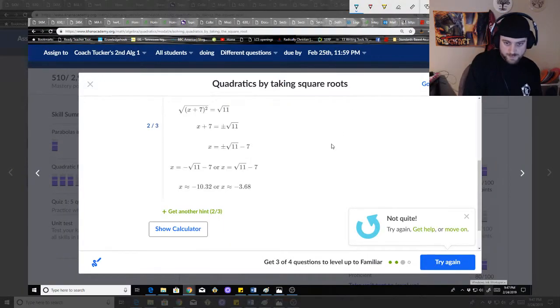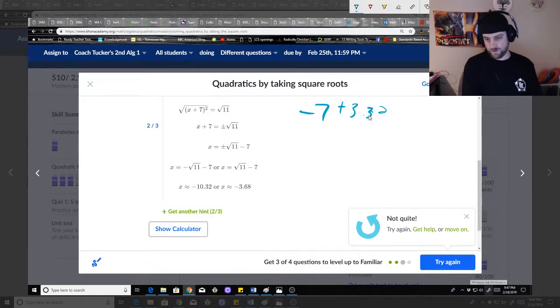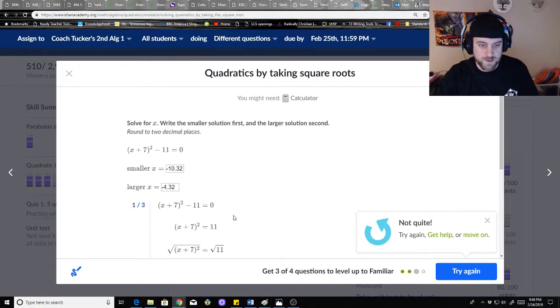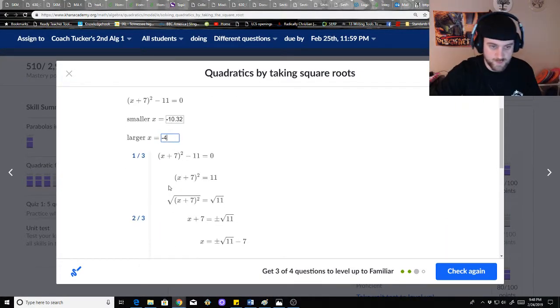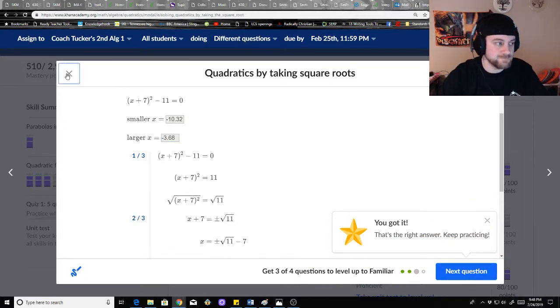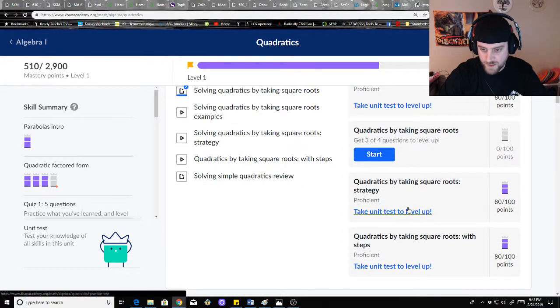Look here. That negative 7 plus 3.32, I did some wrong arithmetic there. That is negative 3.68 because, again, you're subtracting the two numbers and taking the sign of the larger number. So I did some silliness there. My gosh. Negative 3.68. That was terrible. Hopefully you caught that while I was doing it. Bad arithmetic, Coach Tucker.